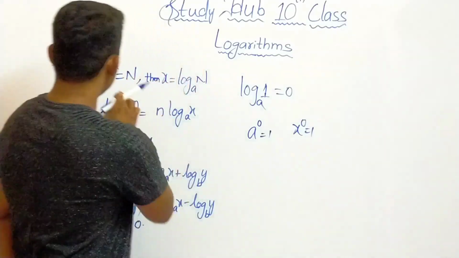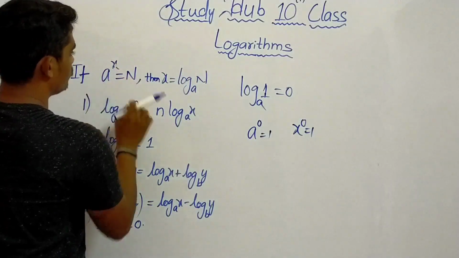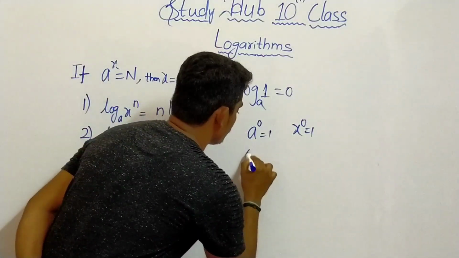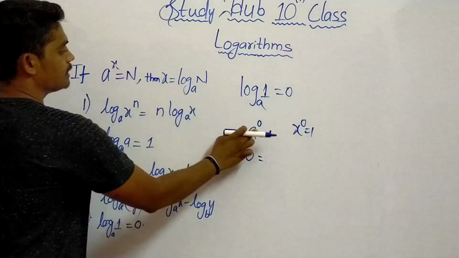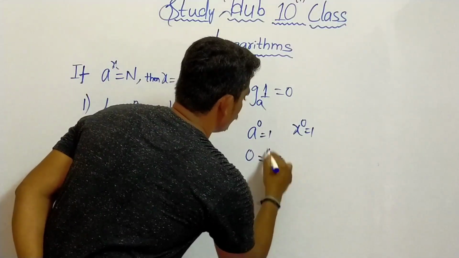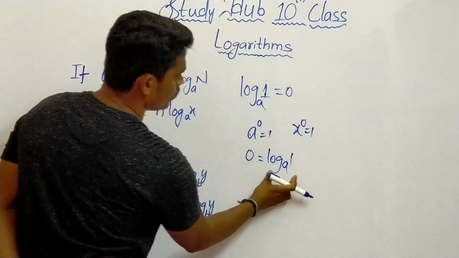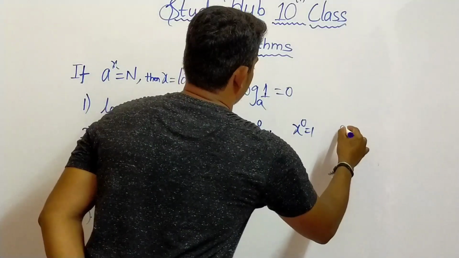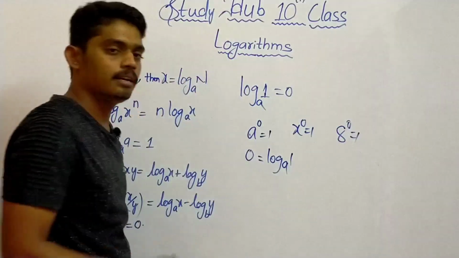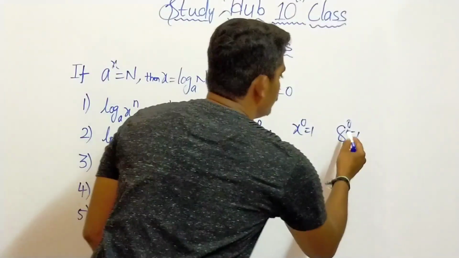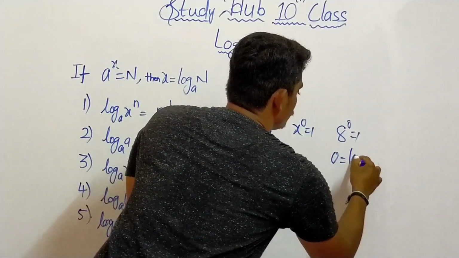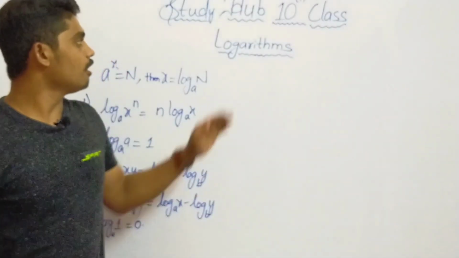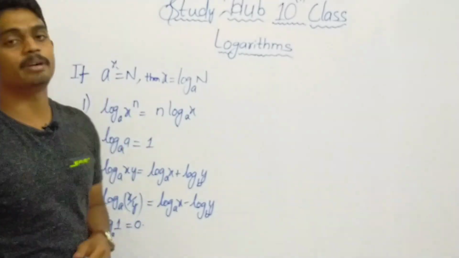If we apply logarithm to this, as in the case a power x is equal to n, here a power 0 is equal to 1, so x and 0 are similar. Then we apply log to 1 with the same base, so the value of log 1 is 0. We can take any example. 8 power 0 is 1, anything power 0 is 1. So log 1 base 8 is equal to 0. So this is also proved. These are the logarithms and the laws of logarithms, the standard form and everything, friends.